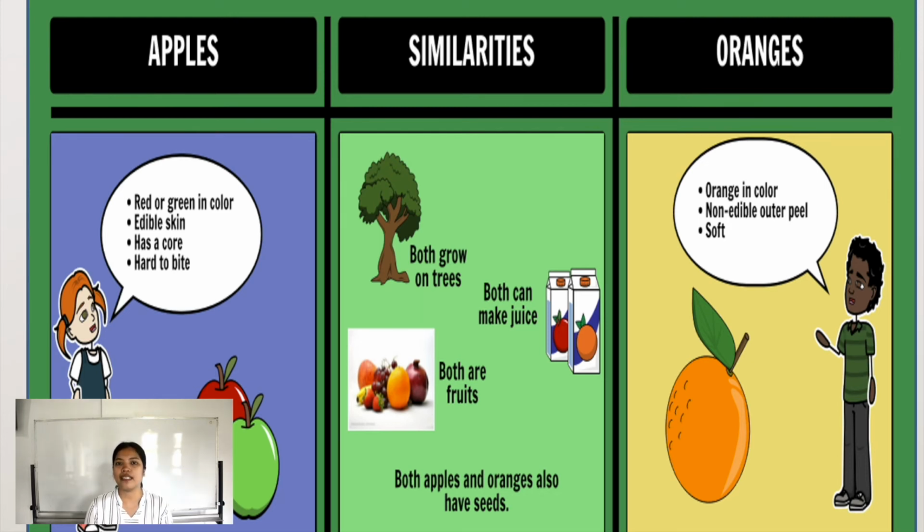So what are the differences? They have different colors. Apple has edible skin, unlike oranges, where you don't eat the skin. Next, apple has a core, unlike oranges that don't have one. And apple is hard to bite, unlike oranges that have soft fruit. So that is how you compare the similarities and differences that you can use in gathering information.